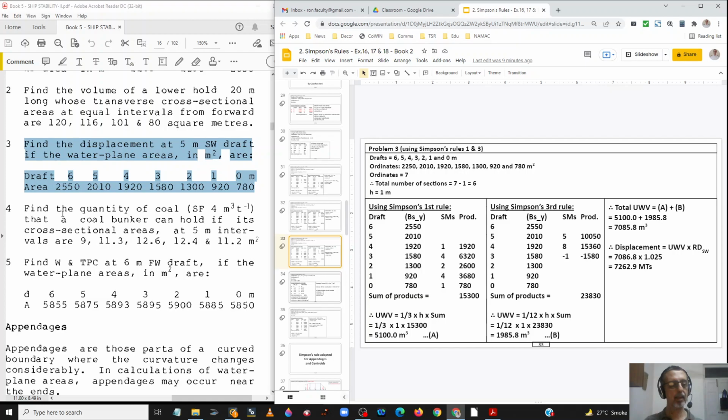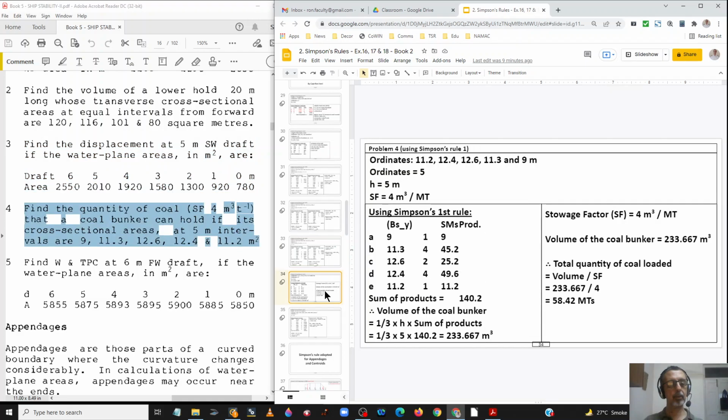Problem number 4. Find the quantity of the coal at storage factor 4 cubic meters per metric ton that a coal bunker can hold if its cross-sectional areas at 5 meter intervals are 9, 11.3, 12.6, 12.4 and 11.2 square meters. So the 5 ordinates, I have labeled them as A, B, C, D and E, and I'm going to multiply them with the Simpson's multipliers.